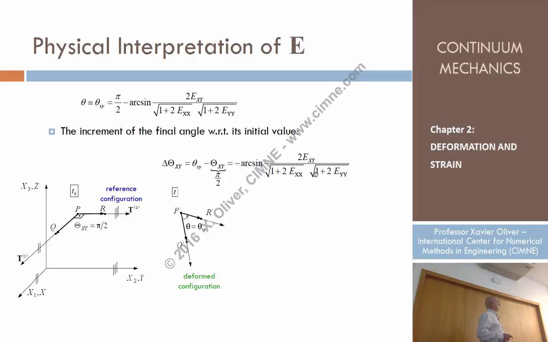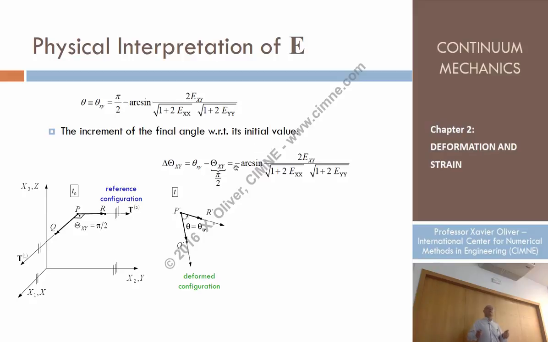That's the final result. So what is this formula saying? That if we want to know the increment, for two segments that at the reference configuration were oriented in the x1 and x2 directions, forming an angle of pi over 2, and we want to compute how much this angle has augmented, I just have to apply this formula.